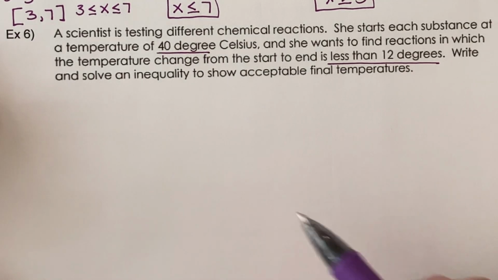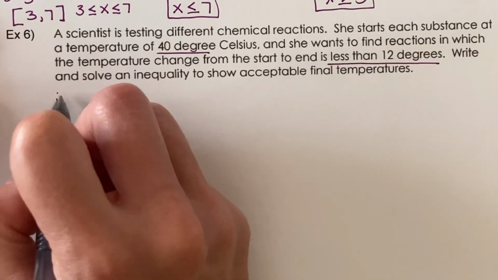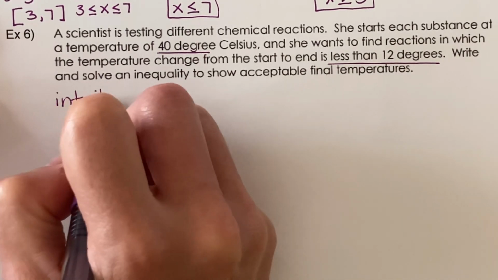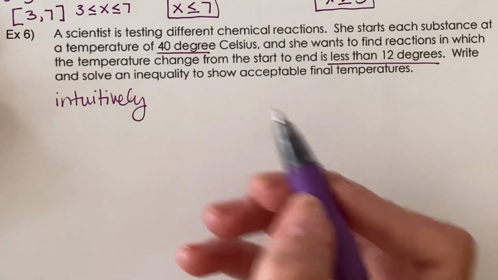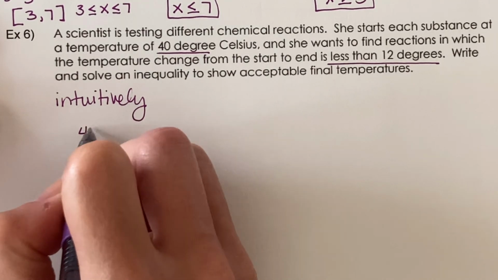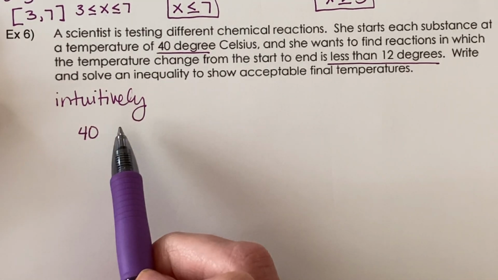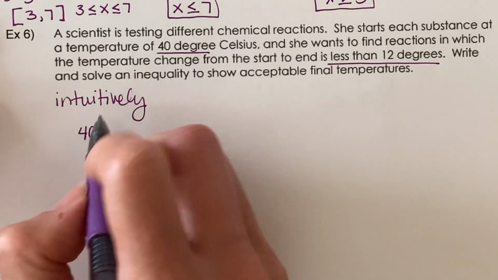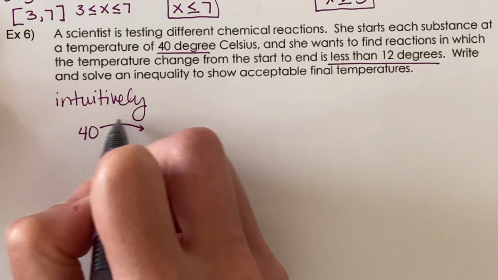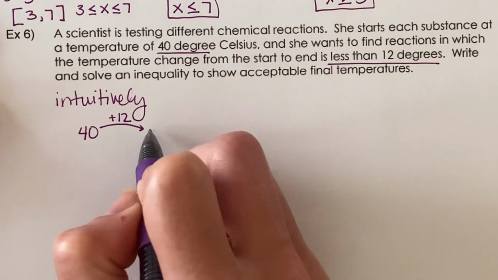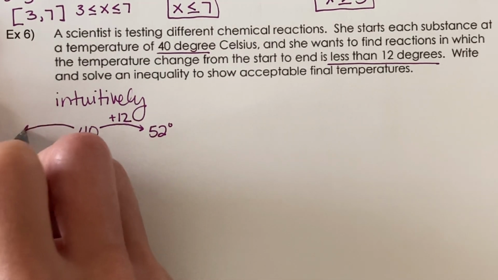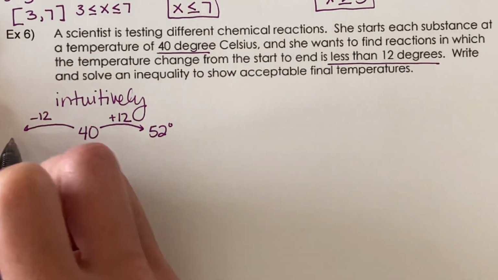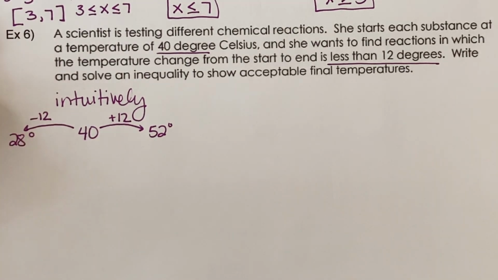Well, let's just first of all do this intuitively. Okay, I'm going to draw a picture to help me understand. I'm starting at 40 degrees. I have to have a change of less than 12 degrees. So if I have a change in the positive direction of 12 degrees, that puts me at 52 degrees. And if I lose 12 degrees, that puts me at 28 degrees.